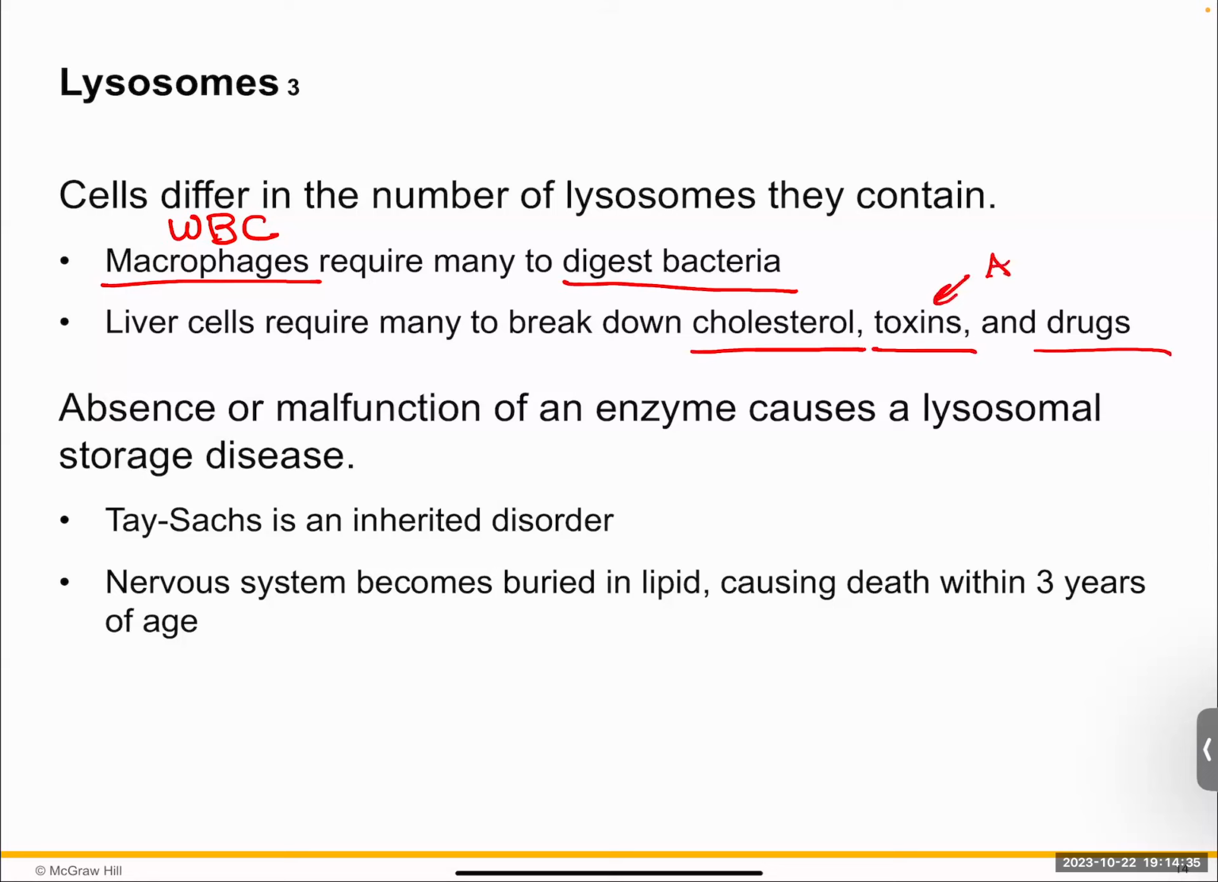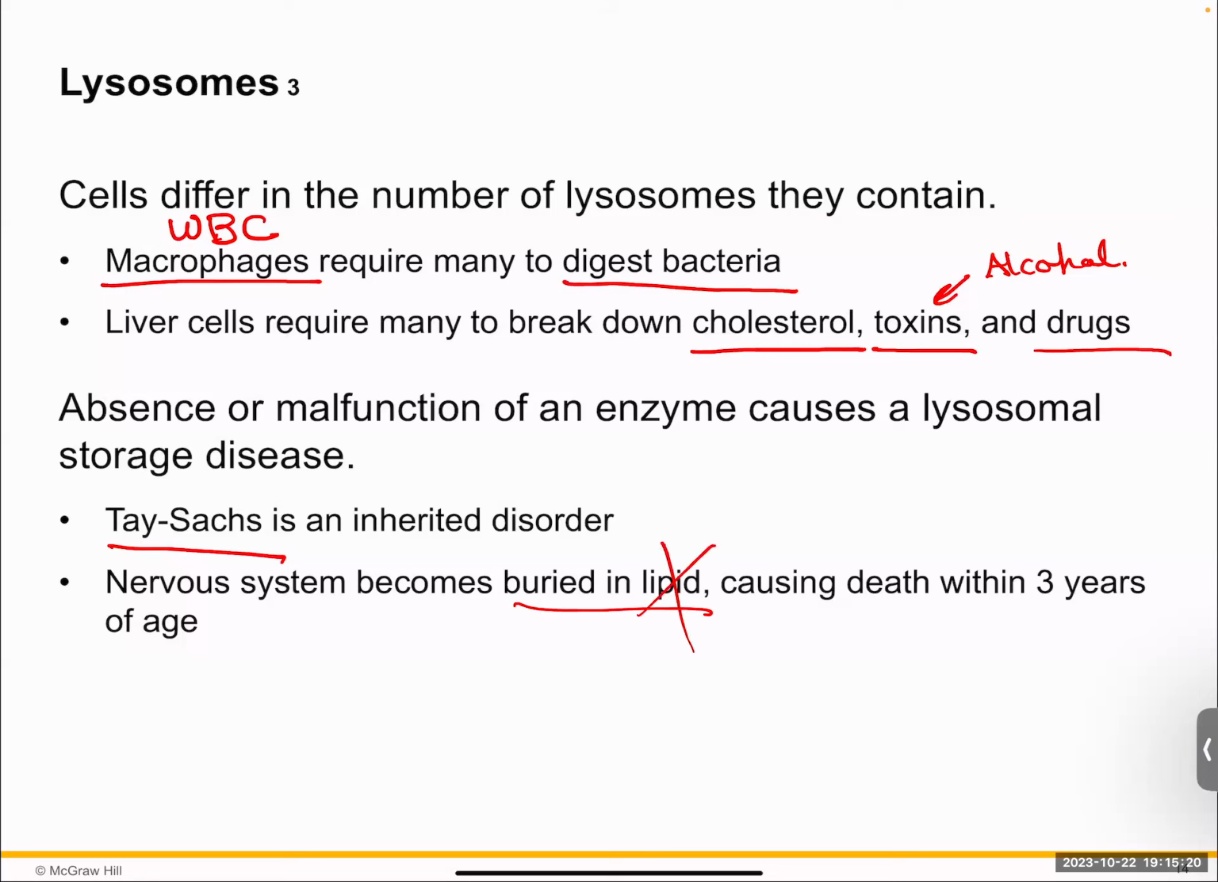And by the way, toxins, in most cases, not always, but alcohol would be a very important toxin that your body needs to get rid of. Now, any malfunction of an enzyme that causes damage to the lysosome, or even the absence of certain enzymes inside the lysosome, can cause a medical condition. For instance, Tay-Sachs disease is an inherited, genetic disease, and it is associated with your nervous system being buried inside lipid. And this is because, again, your lysosome is unable to break down the lipid and remove it.